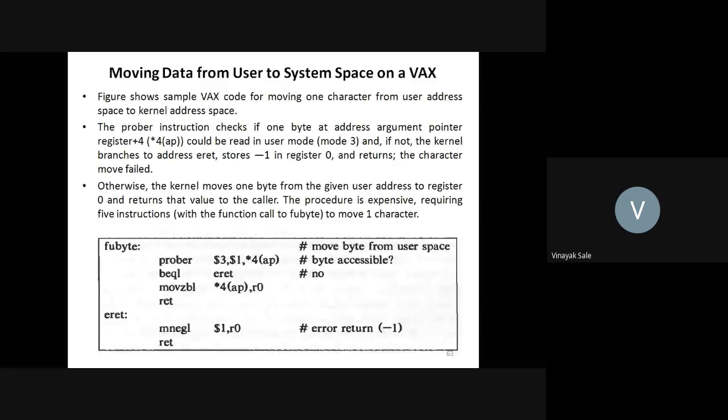Otherwise, the kernel moves 1 byte from the given user address to register 0 and then returns the value to the caller. The procedure is expensive, requiring 5 instructions with the function call fubyte to move 1 character. And this is the end of your chapter.